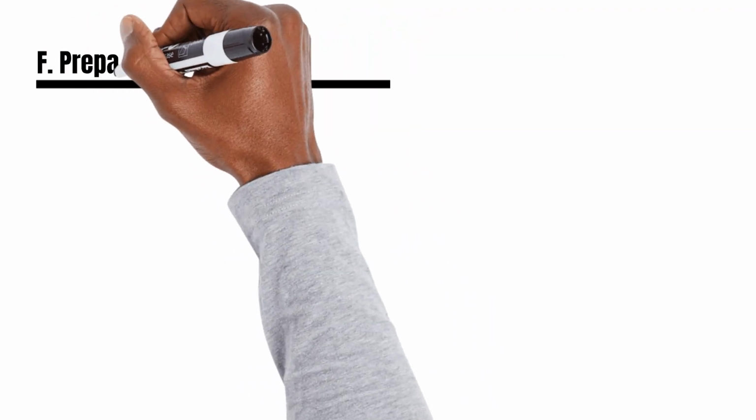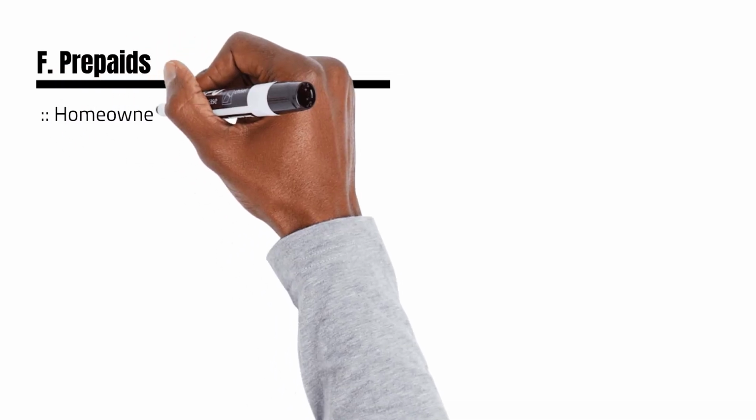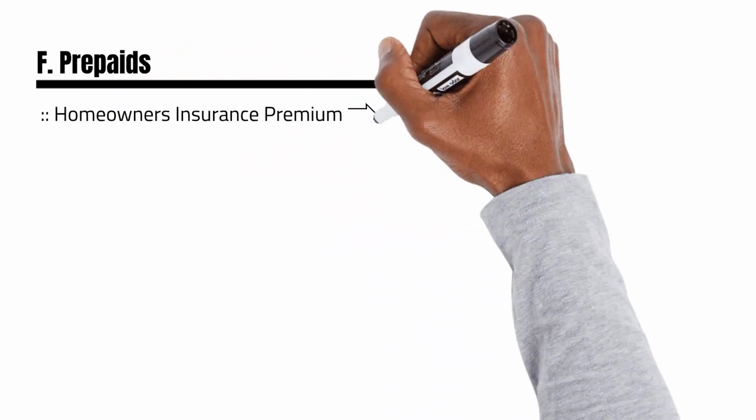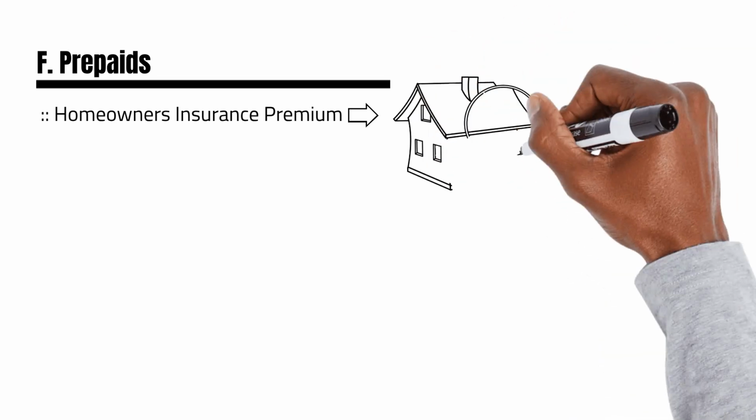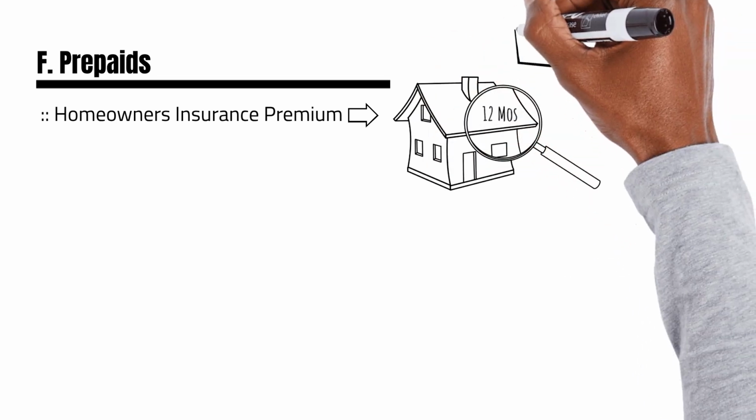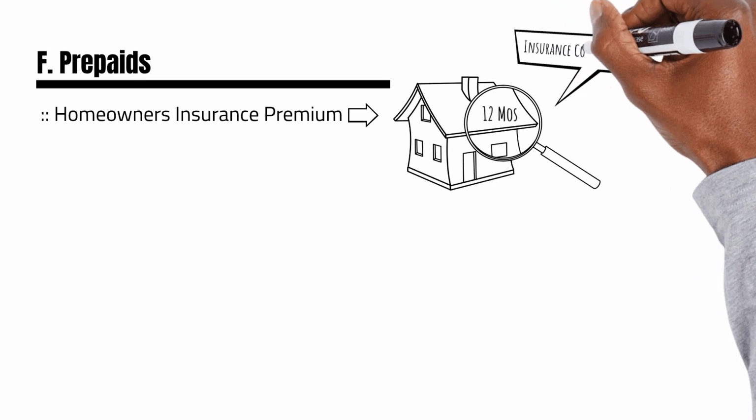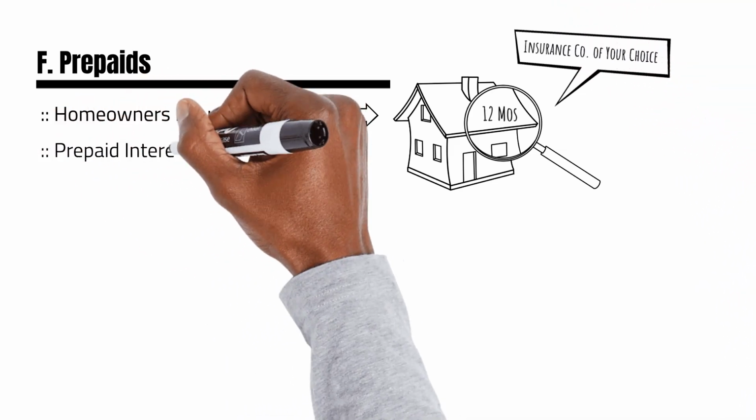Section F is prepaids. Now, if you're purchasing a home, you're going to see a homeowner's insurance premium for an entire year's worth in this section. That's going to go directly to the company that you have chosen to provide your homeowner's insurance coverage.